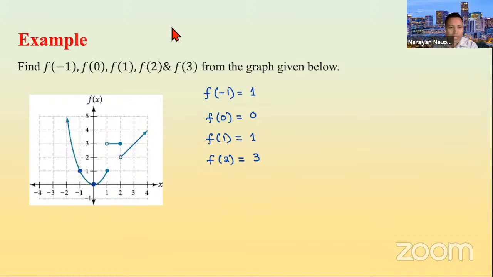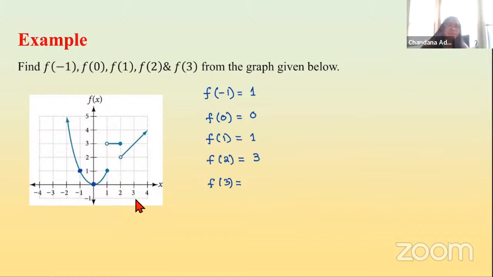Okay. Now we have the last one here, f of 3. We have to find f of 3. And let's see whose turn this is. Chandana. F of 3 is 3, because when you look at 3, if you go all the way up and put a dot on the graph, that will be the dot on the graph, and the corresponding y value is also 3. So f of 3 is 3. Thank you, Chandana.